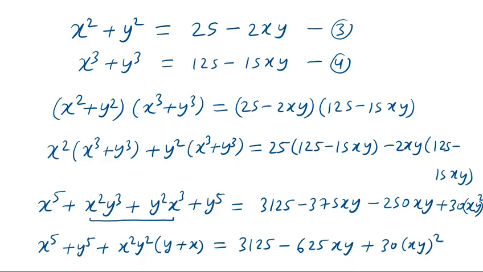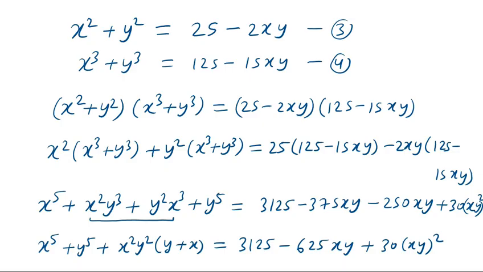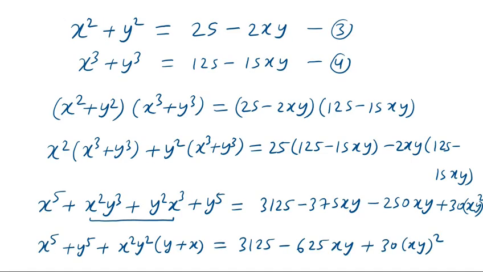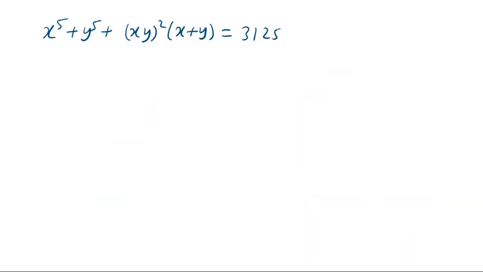Now in the left hand side, x power 5 plus y power 5 plus x square y square is the same as xy whole square times x plus y. So xy whole square is multiplied by x plus y is equals to, in the right hand side, 3125 minus 625 xy plus 30 times xy whole square.